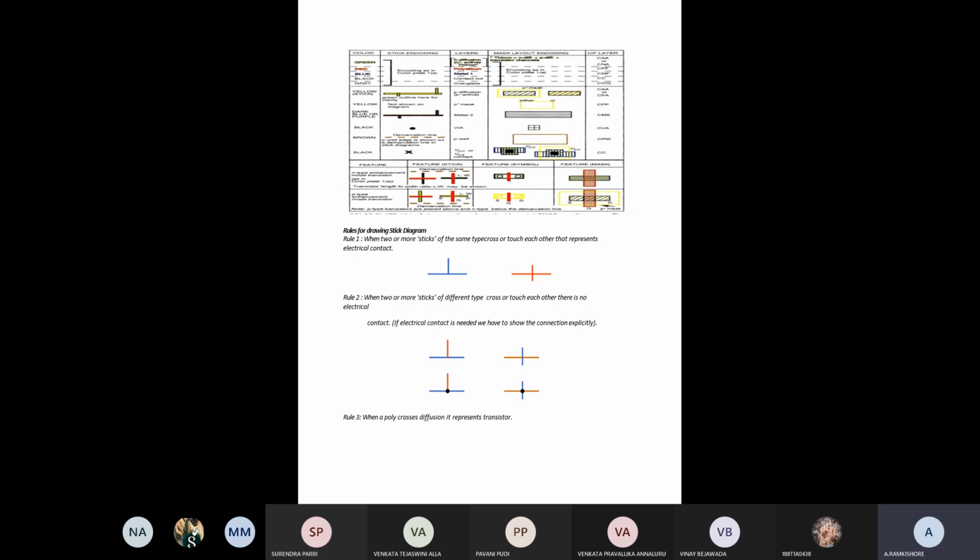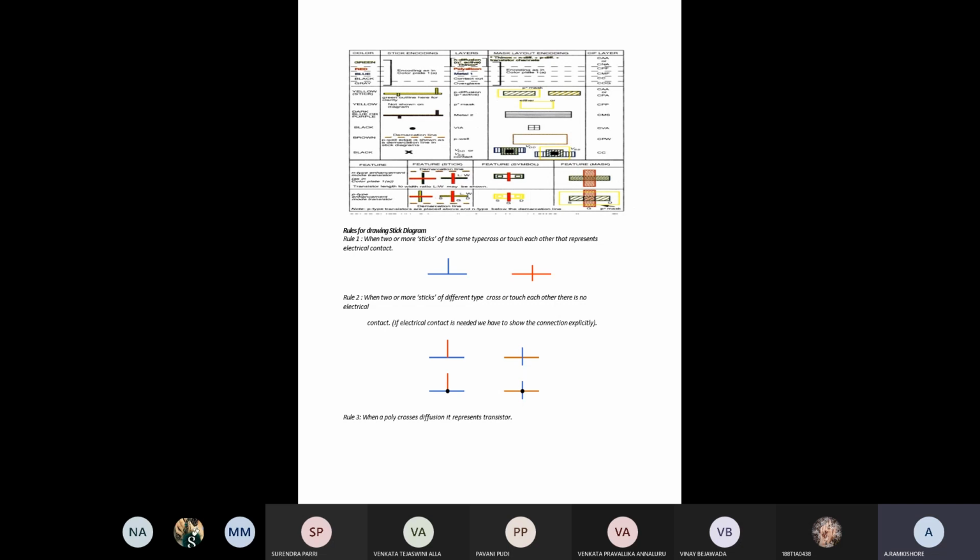So if you want a proper contact between one layer and another layer, we have to use a proper contact. The contact should establish and maintain a proper electron flow from one layer to another layer. So we have to use a contact to design any type of VLSI circuit. So this is rule number 2.